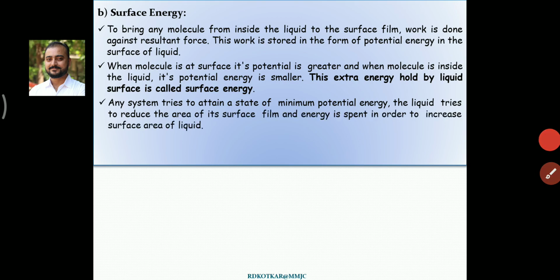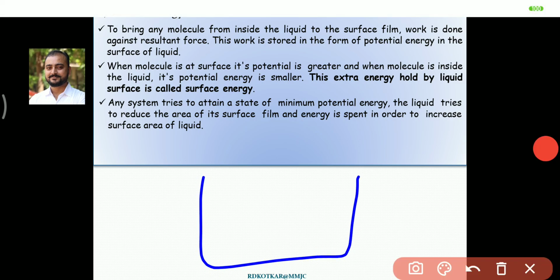So any system tries to attain the state of minimum potential energy. The liquid tries to reduce the area of its surface film, and energy is spent in order to increase the surface area of liquid. Okay, simple. When you consider the molecules of the surface film, the system will try to minimize its potential energy. And how is the potential energy minimized?